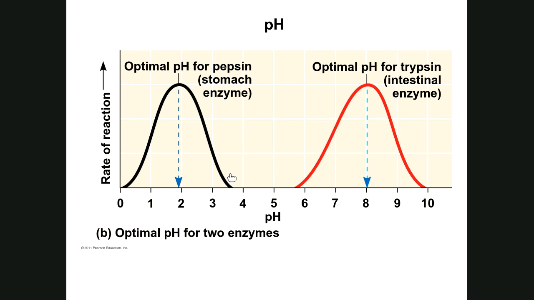Listen carefully. The way it works for enzymes in pH is that if the pH decreases too low or increases too high, the enzyme will denature. Okay, so again, for enzymes in pH, if the pH decreases too low or increases too high, this will denature the enzyme.